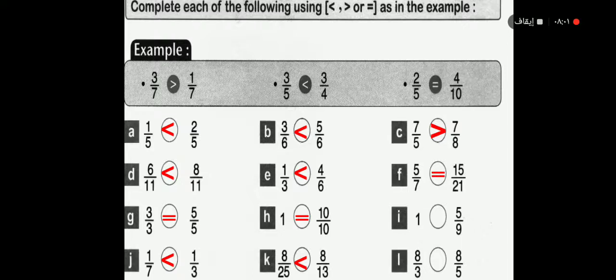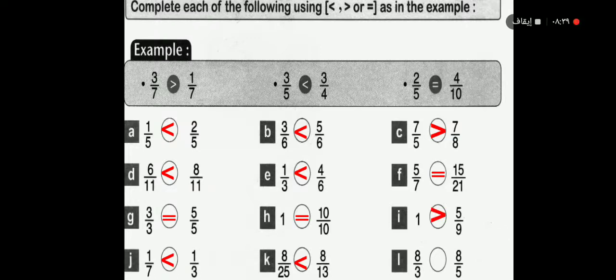Example I. 1 or 5 over 9. In this case, we can replace 1 by 9 over 9. Then the two fractions have the same denominator, 9, and we said before, the fraction with the greater numerator will be more than the other fraction. Then 9 over 9 is more than 5 over 9. Then 1 is more than 5 over 9.